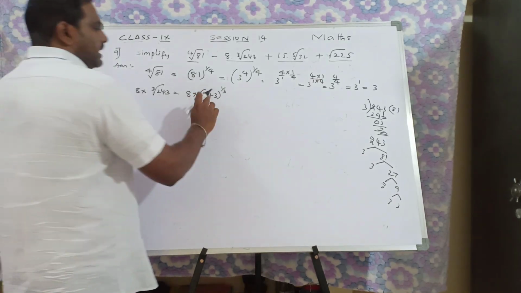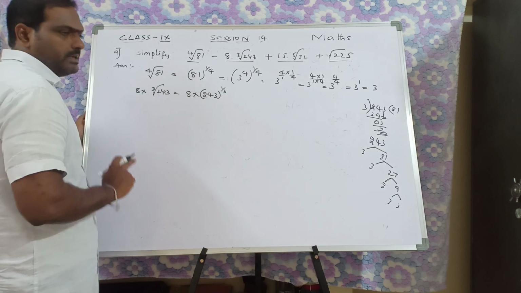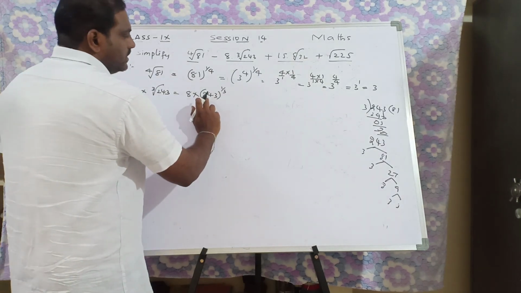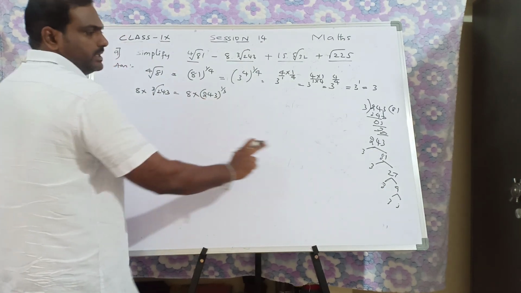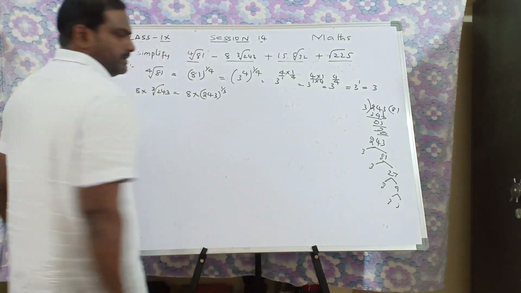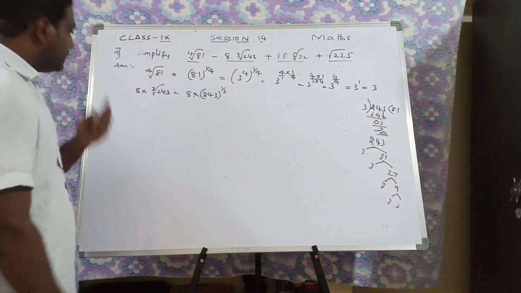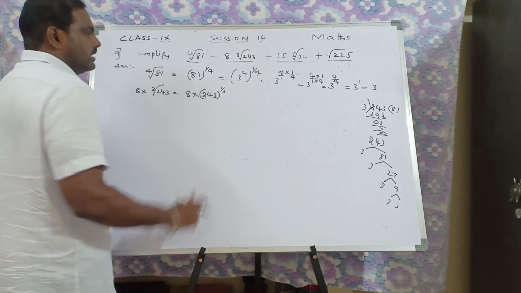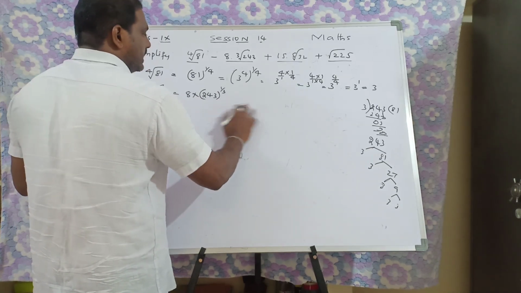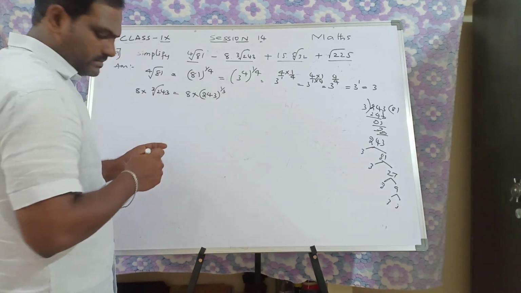Okay. Next here we have to make one step. 243 can be written as 27 into 9. Why written as 27 into 9? Okay. So 27 into 9 can be written as 243.